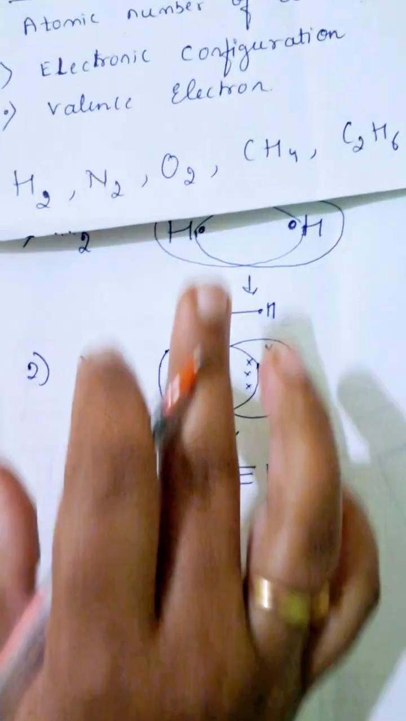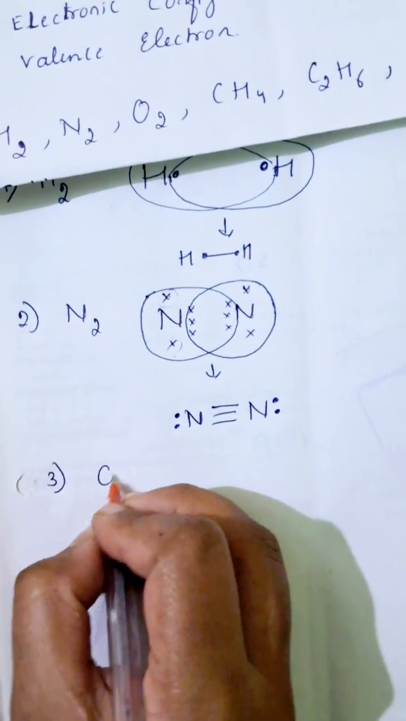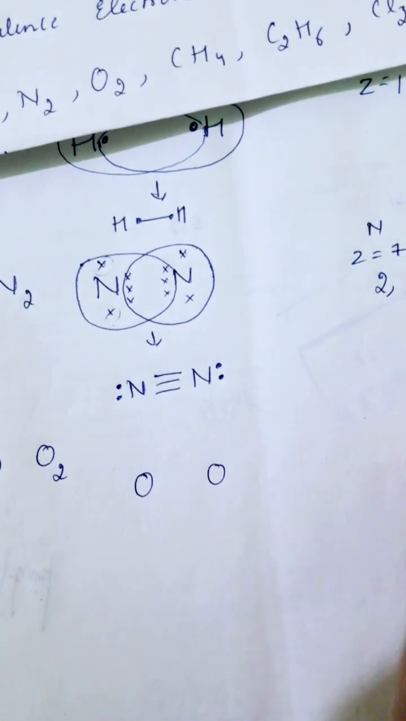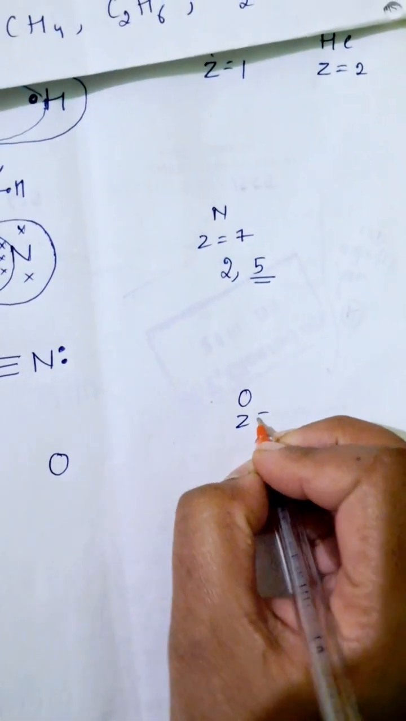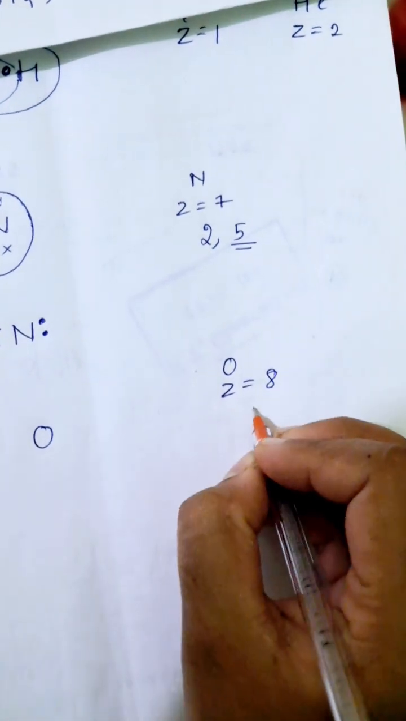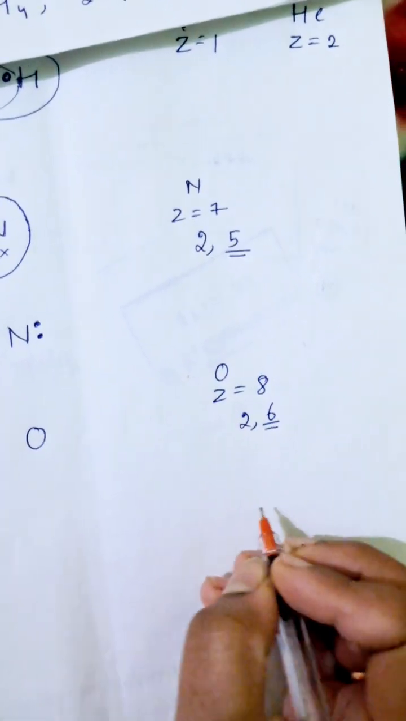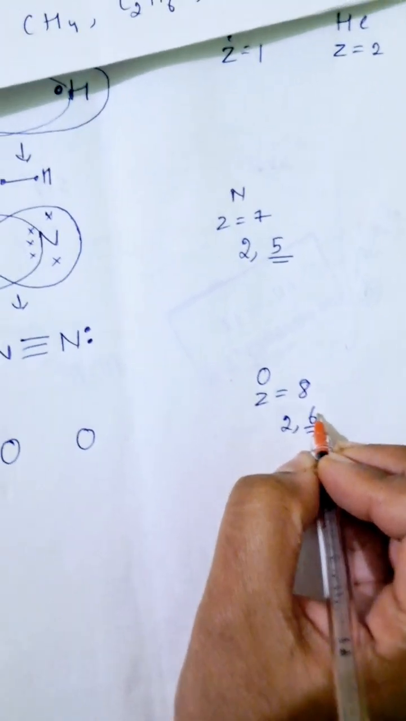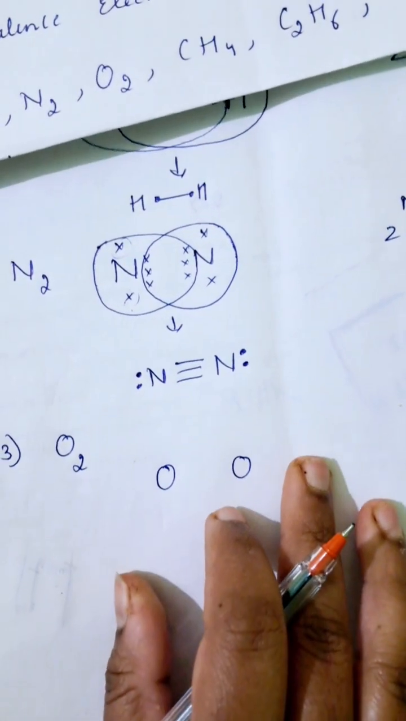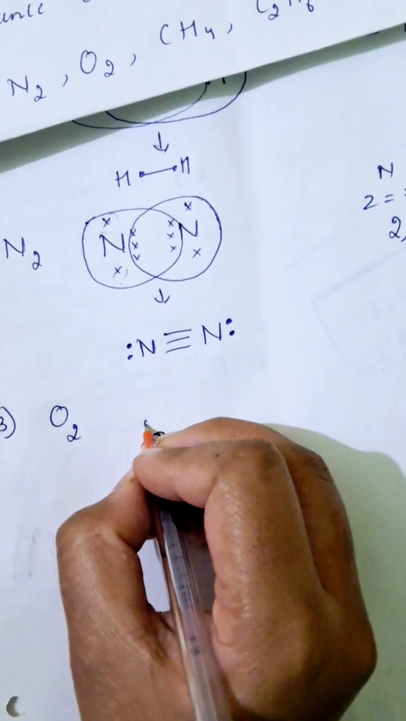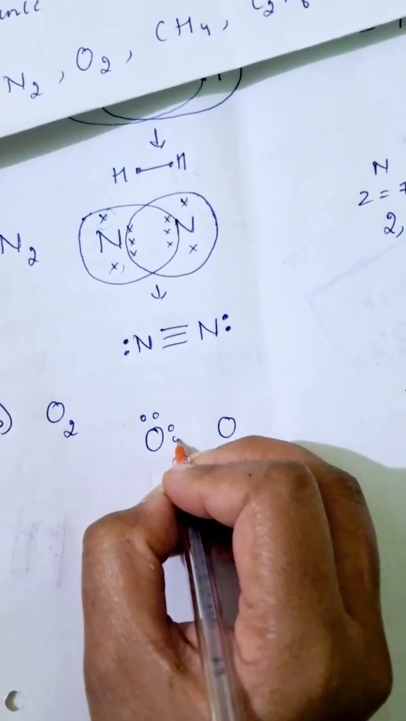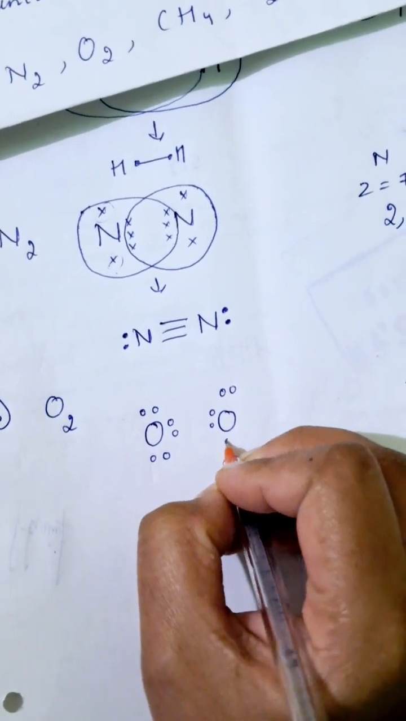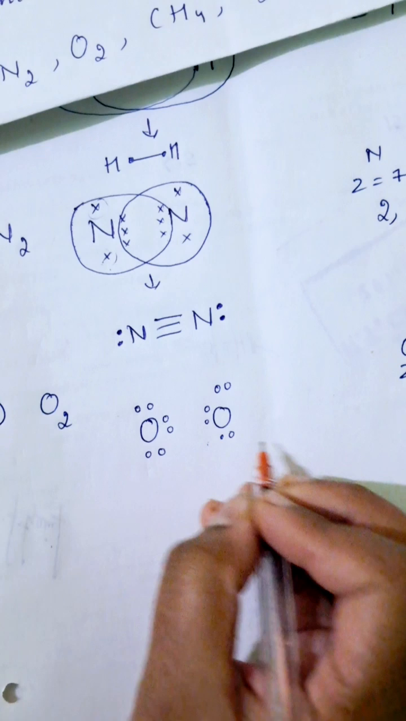Now let's take the next example, oxygen, O2. We will write down the two oxygens here. The atomic number of oxygen is 8, and the distribution of electrons is 2, 6. So it has 6 valence electrons. To satisfy the octet rule, how many more electrons does it require? It requires 2 more electrons. First let's write down the distribution of 6 electrons in the oxygen atom: 1, 2, 3, 4, 5, 6. Similarly, 1, 2, 3, 4, 5, 6. Each oxygen requires 2 more electrons.